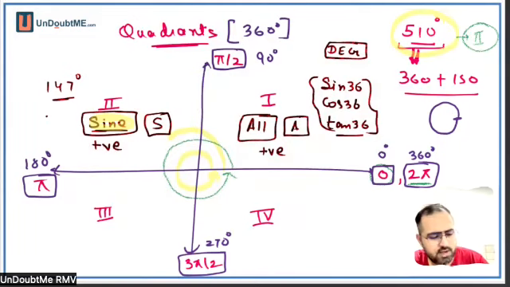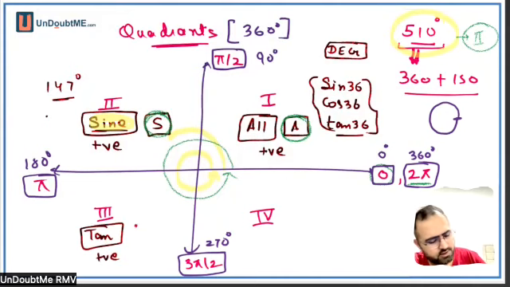Yeah. So then we can fix it that first quadrant belongs to all. All means every trigonometric ratio is positive, or in other words, all trigonometric functions have positive value. Second quadrant belongs to sine. It means only sine will have positive value, the others will have negative value. Likewise, the third quadrant belongs to tan. It means tan is positive, the rest are all negative.